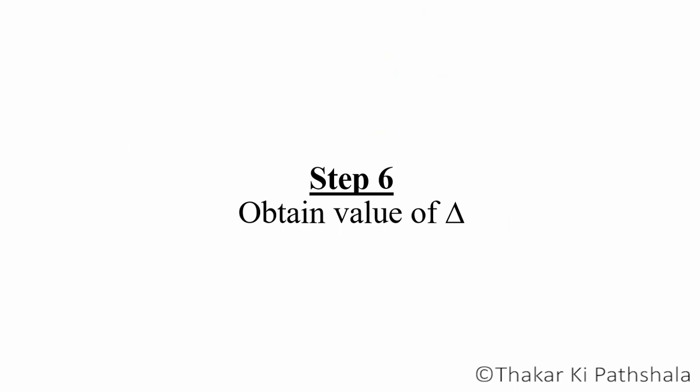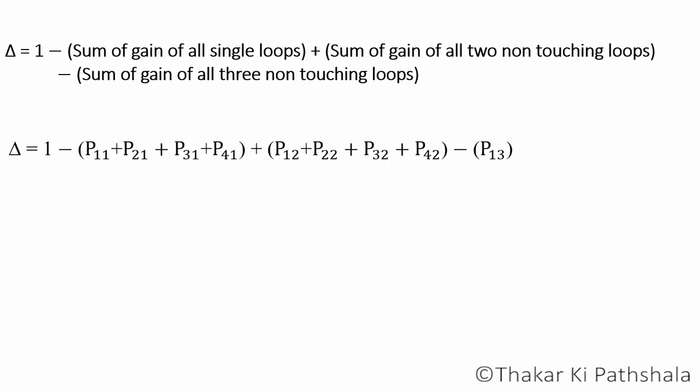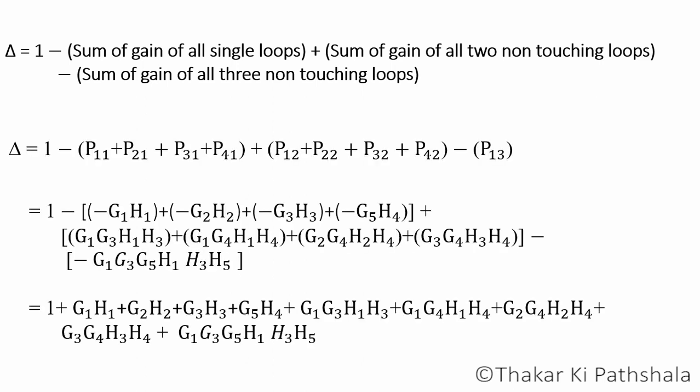Step number 6 is to find out the value of delta. So what is delta? Delta is equal to 1 minus the sum of gain of all single loops plus the sum of gain of all two non-touching loops minus the sum of gain of all three non-touching loops. So just by putting all the values which we have derived earlier, we can find our delta.